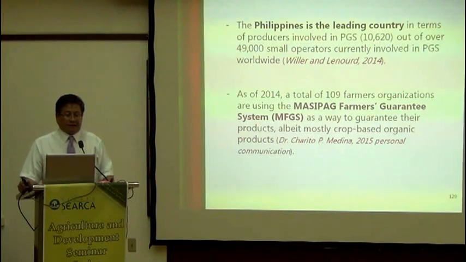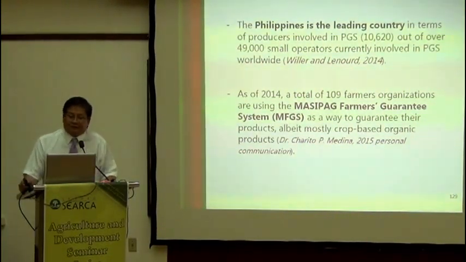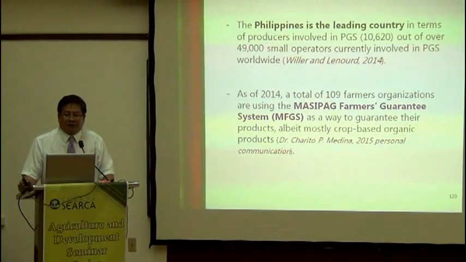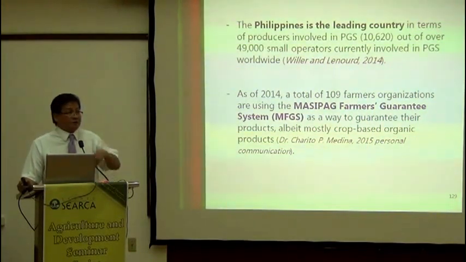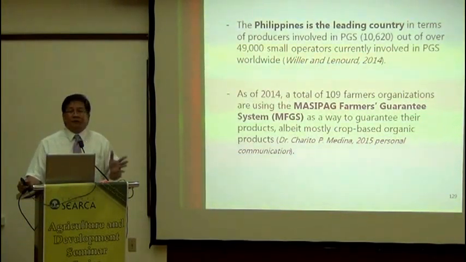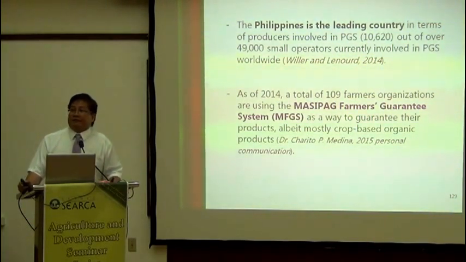And as of last year, I was talking to a friend, Chito Medina, the National Coordinator for Masipag. He said that a total of 109 farm organizations have been using the Masipag Farmers Guarantee System. They're not the ones certifying. They just help those farmer groups put up their own certification system. And it's a lot cheaper compared to going to a third-party certification.